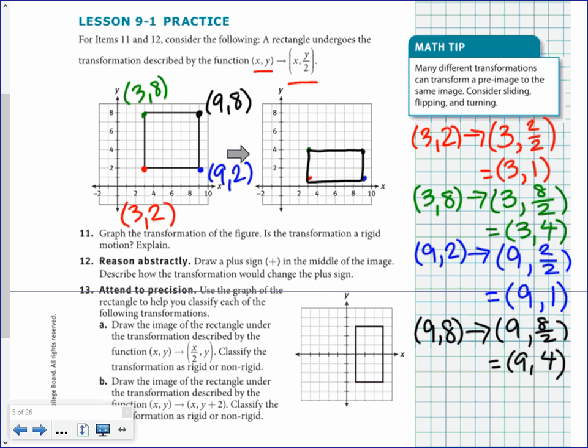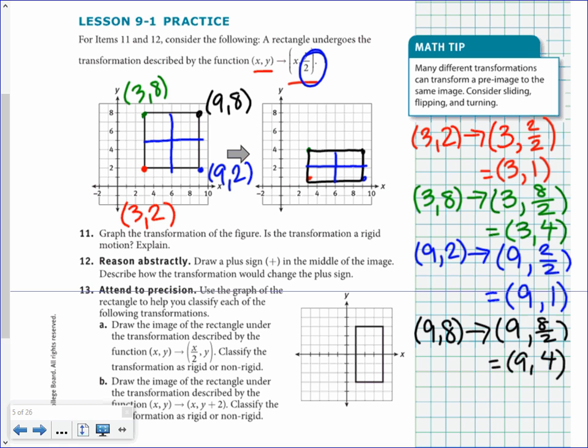It says for number 12, draw a plus sign in the middle of the image. So I'm going to do that in blue. That would be exactly halfway, left and right and up and down. In the image, the plus sign would now be more like that. And so as you can see, left to right, it's the same. The width is the same. The height is going to be half as much as it was. The y value got cut in half. So the height should be about half.